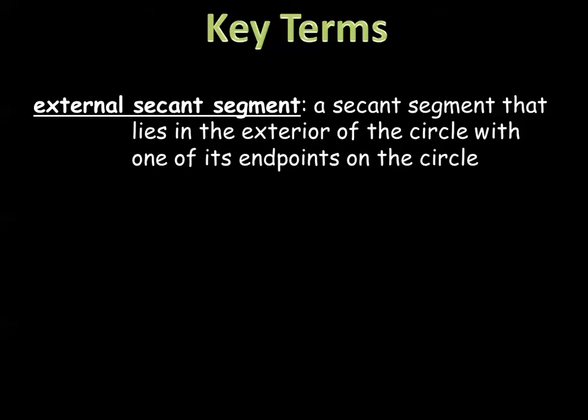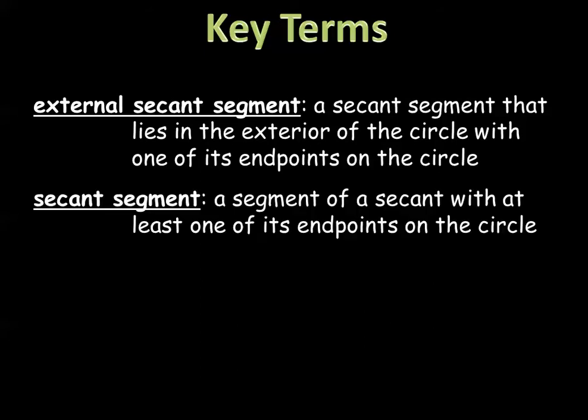We've got a couple of key terms in this lesson. The external secant segment is a secant segment that lies in the exterior of a circle with one of its endpoints on the circle. Then a secant segment is a segment of a secant with at least one of its endpoints on the circle.